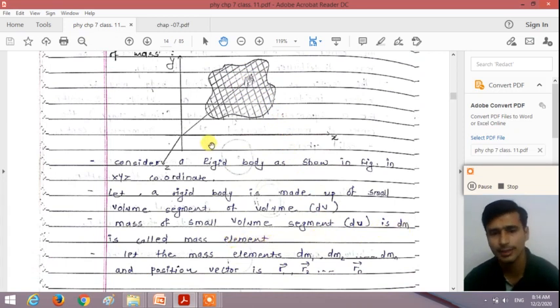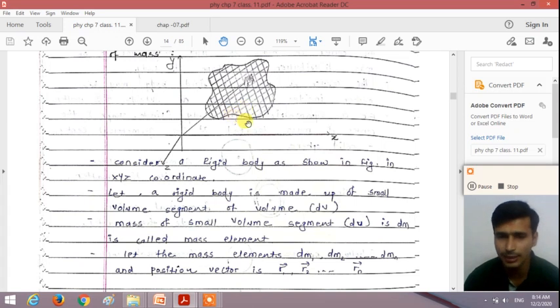So let us consider that the rigid body is made up of an infinite number of mass elements. What is the mass element? The mass of a small volume segment. An infinitesimally small volume segment is called the mass element. So consider the rigid body is made up of such small volume segments, and the mass of the small volume segment is called the mass element.